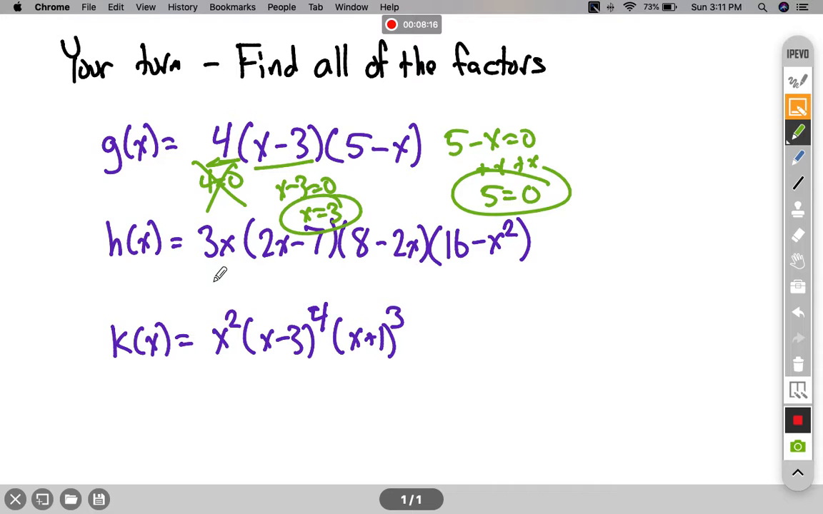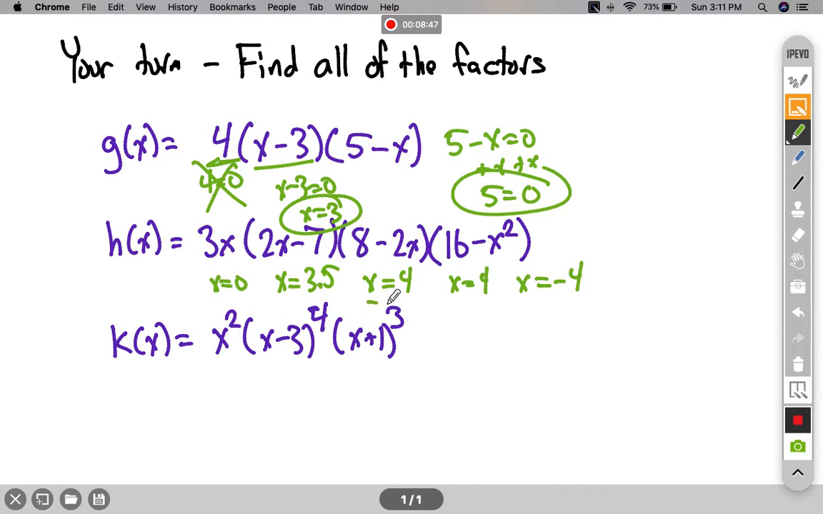x equals 0 will work here. 2x minus 7 is going to give you x equals 3.5. 8 minus 2x is going to give you x equals 4. 16 minus x squared. Notice this is a squared, so again we're going to get 2 of them. We're going to get x equals 4 and x equals negative 4.